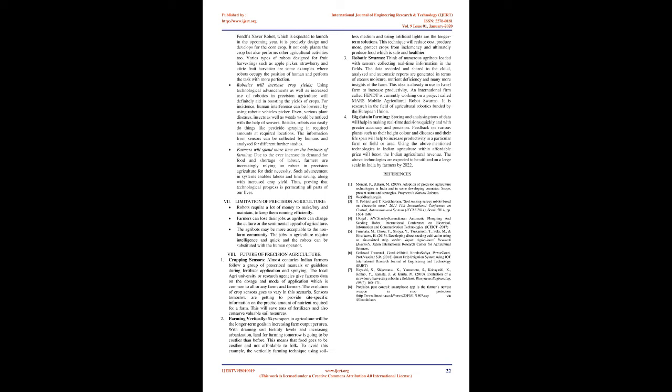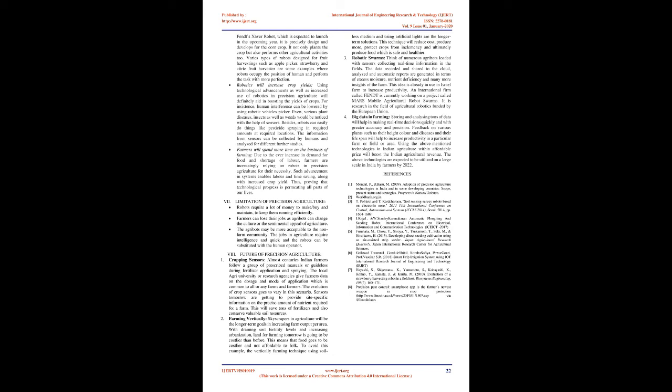Robotics will increase crop yields. Technological advancements, as well as increased use of robotics in precision agriculture, will definitely aid in boosting the yields of crops. For instance, human interference can be lowered by using robotic vehicle pickers. Even various plant diseases, insects, as well as weeds would be noticed with the help of sensors. Besides, robots can easily do things like pesticide spraying in required amounts at required locations. The information from sensors can be collected by humans and analyzed for different further studies.